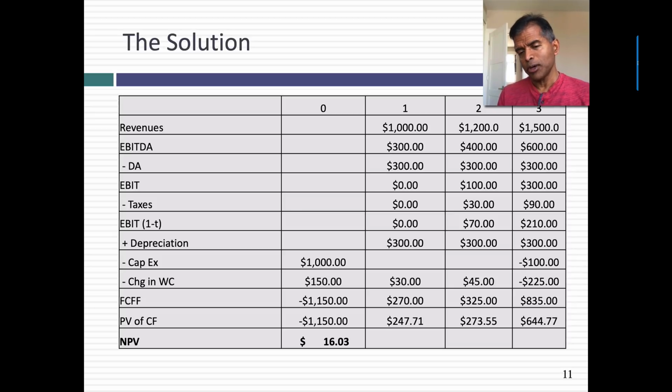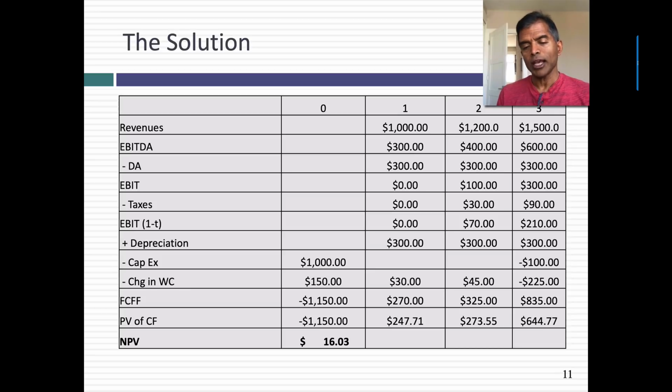It's the change in working capital. I've already invested 150. I take the change from 150 to 180, which is 30. Year 2, it goes up by another 45. Again, the change. In year 3, I get back the entire 225 million. So working capital is a little tricky. It's a change that affects cash flows, and you've got to take care of it when the project ends.